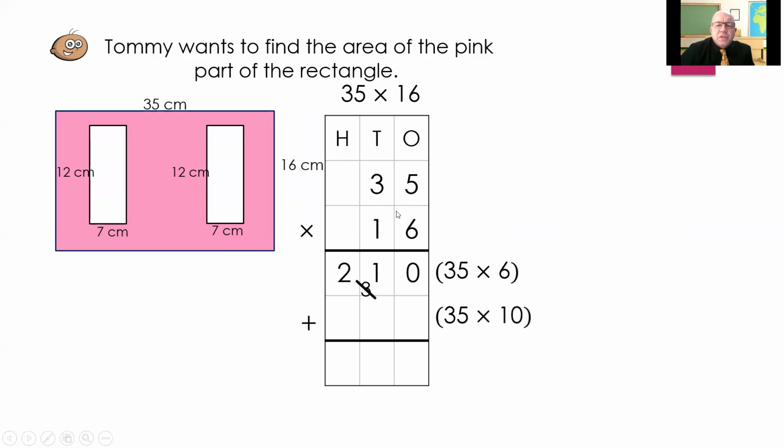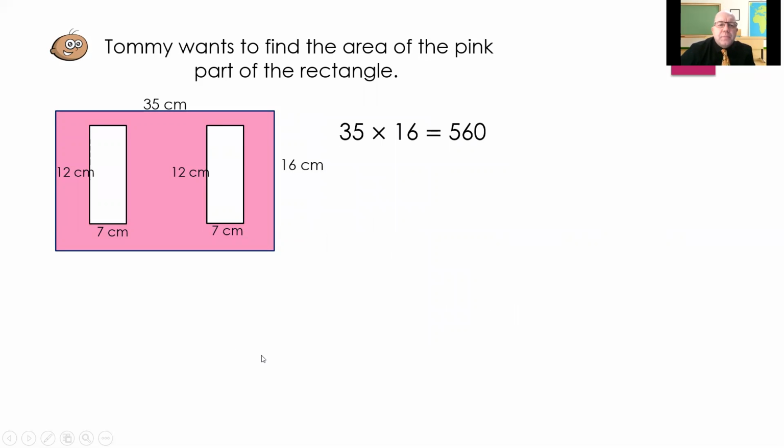Now we're going to do the 35 times 10. You can probably do that one in your head. 35 times 10. Well, 10 times 5 is 50, and 10 times 30 is 300. Add them through. 0 and 0 is 0. 1 and 5 tens is 6 tens. 2 and 3 hundreds is 5 hundreds. So the total area is 560 centimeters squared.